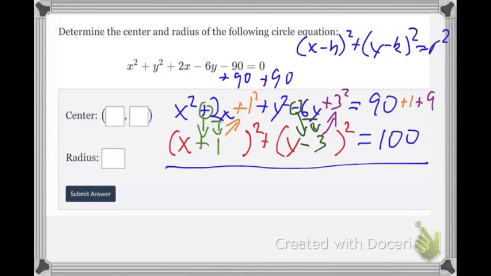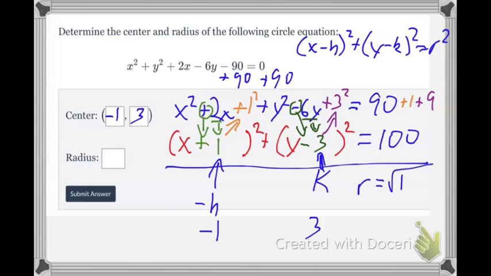So h is right there. Now, remember, this is minus h, so we're going to have to switch the sign. So h is going to be negative 1. Here's k right there. And again, it's minus k, so this is a negative 3, so we want the opposite of that. And so we want positive 3. So my center is at negative 1, positive 3. And r, well, this 100 is r squared. So I want the square root of 100, and so r is equal to 10.